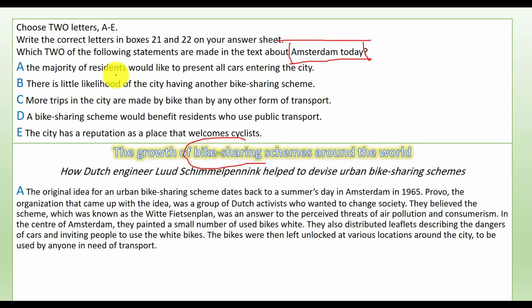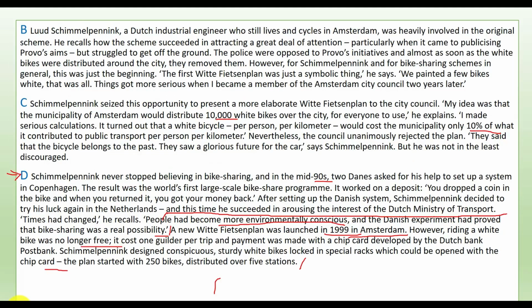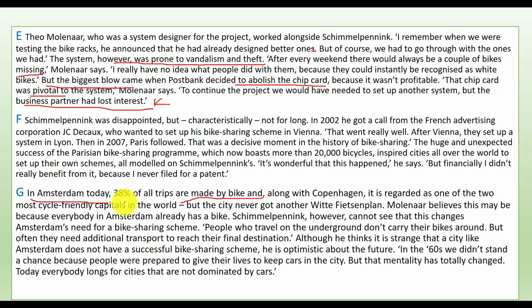The majority of residents would like to present all cars entering the city. There's a little likelihood of the city having another bike sharing scheme. More trips in the city are made by bike than by any other form of transport. A bike sharing scheme would benefit residents who use public transport. The city has a reputation as a place that welcomes cyclists. Okay, now let's just continue. 38% of all trips are made by bike, and along with Copenhagen, it is regarded as one of the two most cycle-friendly capitals in the world.